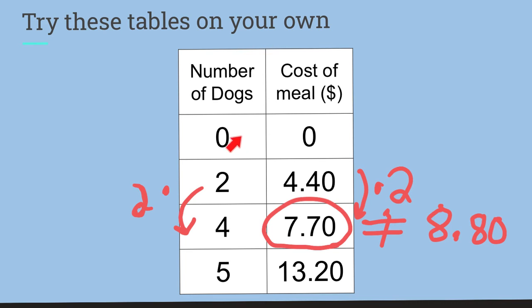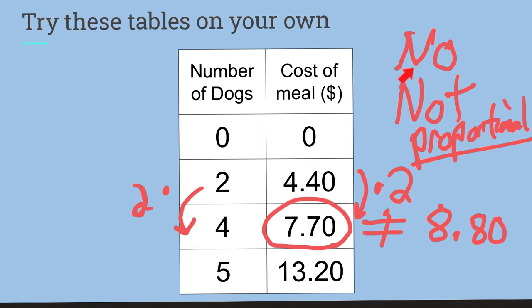Okay, well, I like how this one starts with 0, 0. That's a great start. Then we have 2 dogs, and the cost will be $4.40. So let's do: if I double one side, will I double the other side? 2 times 2 is 4, but 2 multiplied by $4.40 should be $8.80. Whoa, hold it. So I'm going to say no. This table is not a proportional relationship.